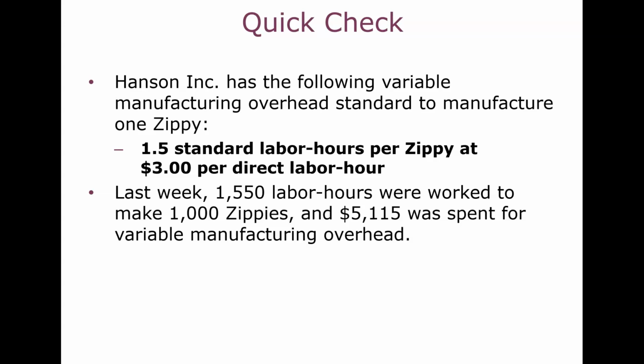Hansen Inc., who makes the Zippy, uses 1.5 standard labor hours at a variable overhead rate of $3 per direct labor hour. This week, they used 1,550 labor hours to make 1,000 Zippies, and the actual variable manufacturing overhead that was spent was $5,115.